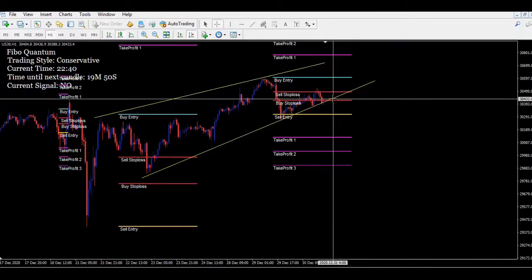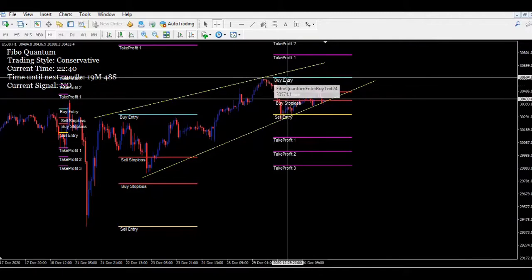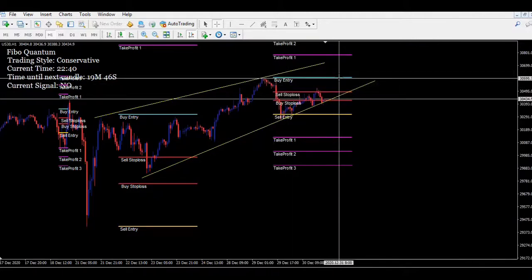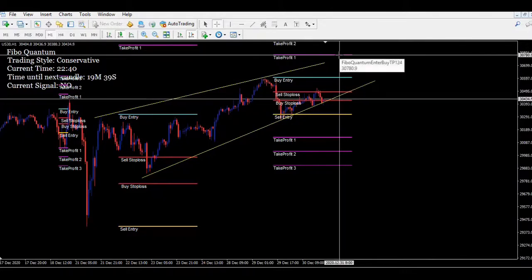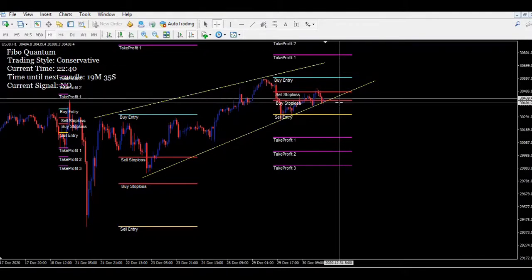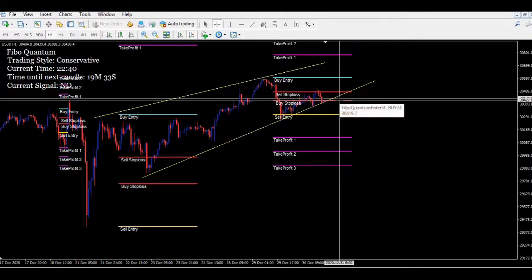So now if you're buying, if the price continues to rise up and triggers this buy entry here, you're going to put in the entry, or you're going to put a buy order where it says 3601. Okay, and then your first take profit is going to be at that level at 30780, and your stop loss is going to be at the 30422.